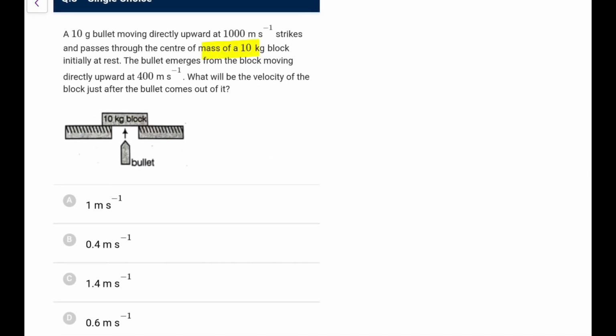Now the third one: a 10-gram bullet moving directly upward at 1000 meter per second strikes and passes through the CM of a 10 kg block initially at rest. The bullet emerges with an upward speed of 400. What will be the velocity of the block just after the bullet comes out? Simple momentum conservation you will apply. The initial momentum is 10 gram, that is 10 into 10 to the power minus 3, going with 10 to the power 3 meter per second. The block has 0, that much kg.